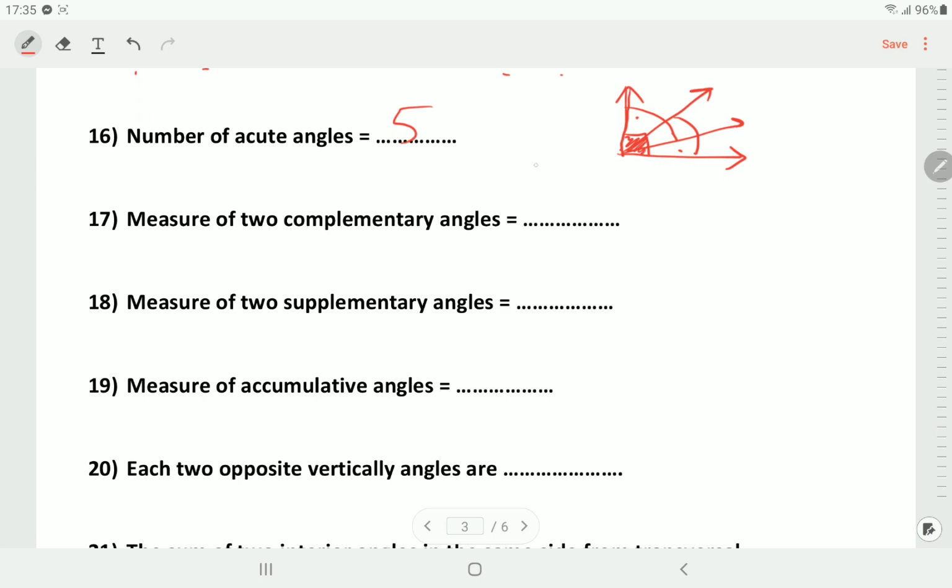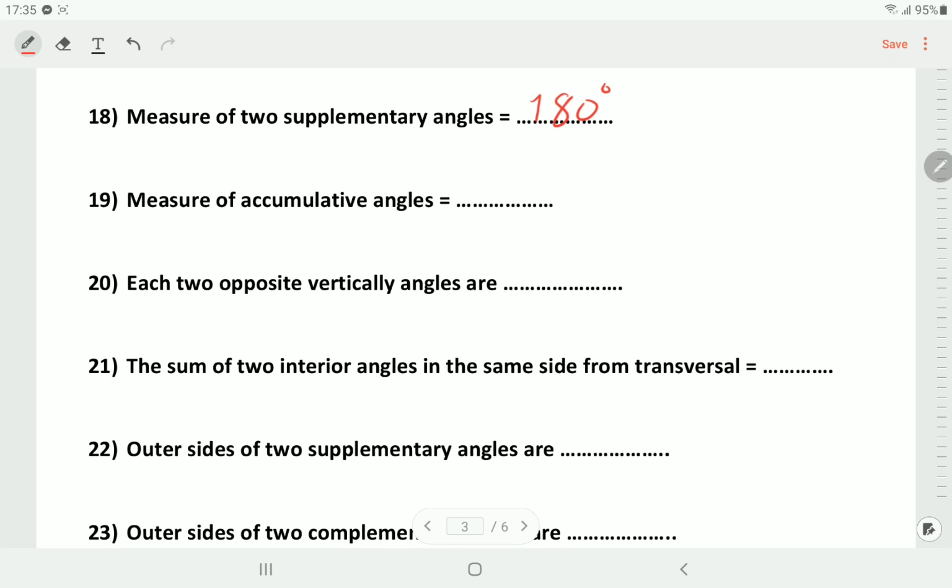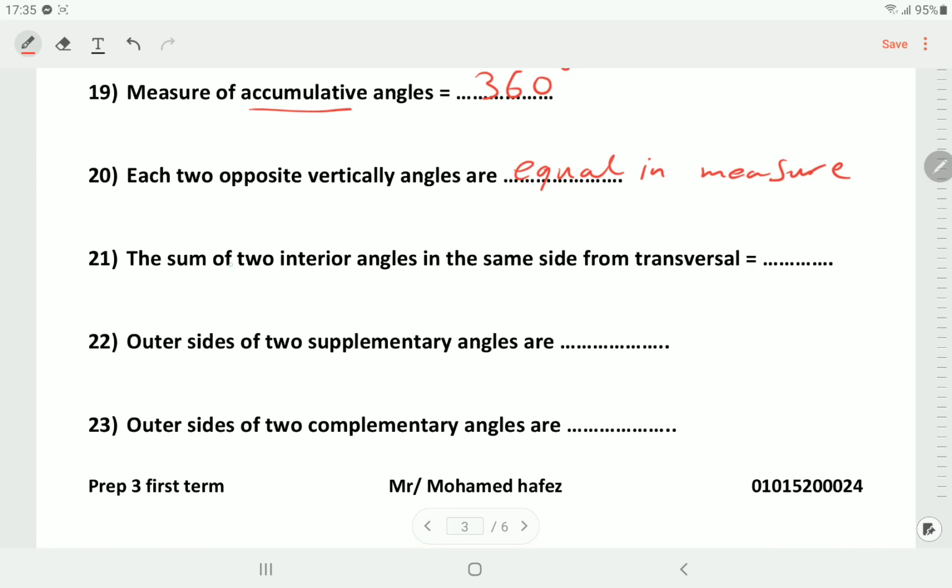The measure of two complementary angles is 90 degrees. The measure of supplementary angles is 180 degrees. The measure of angles around a point equals 360 degrees. Each two opposite vertical angles are equal in measure. The sum of two interior angles on the same side of a transversal equals 180.